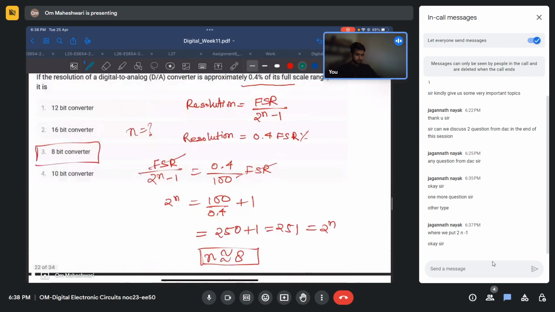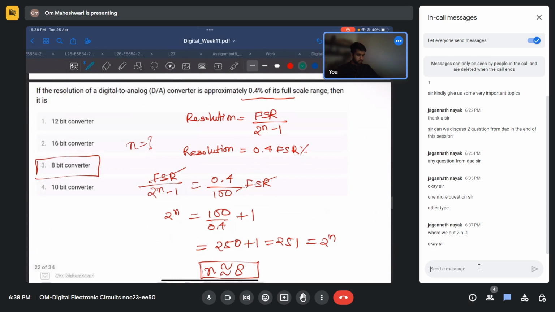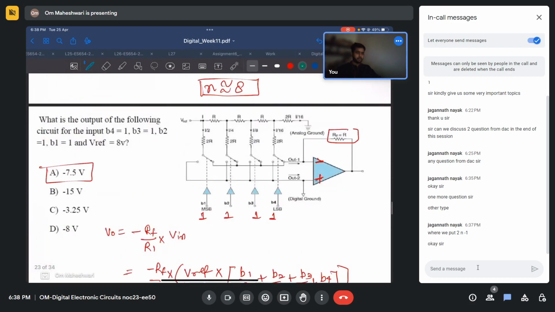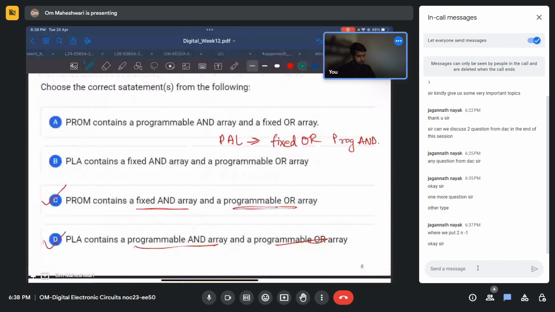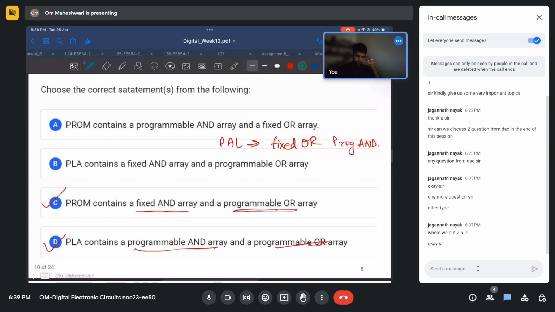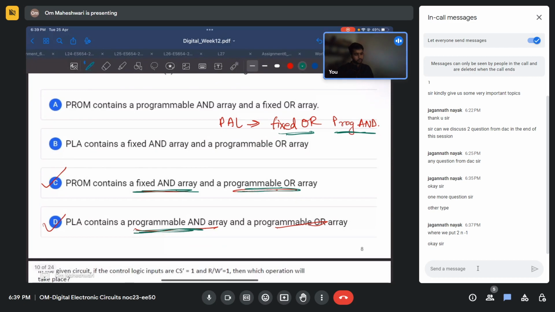Okay, so these are similar questions. You can go through them in last week's lecture also. Let us get back to our original lecture. Okay, so let's solve this one. Let us reiterate: PAL is fixed AND and programmable OR, PROM is fixed AND and programmable OR, and PLA is programmable AND and programmable OR, both programmable.